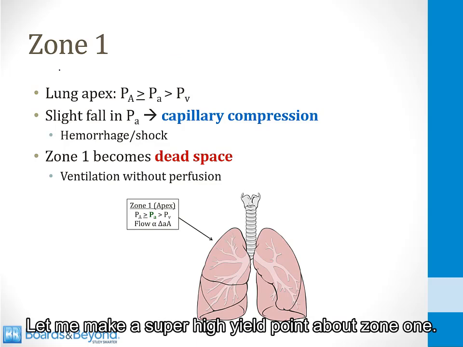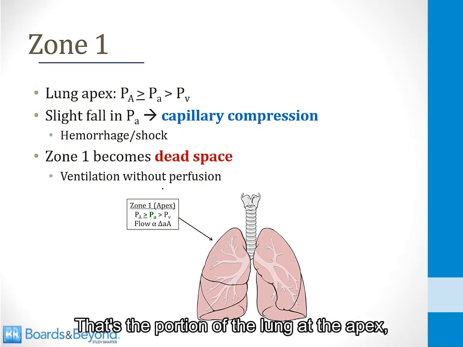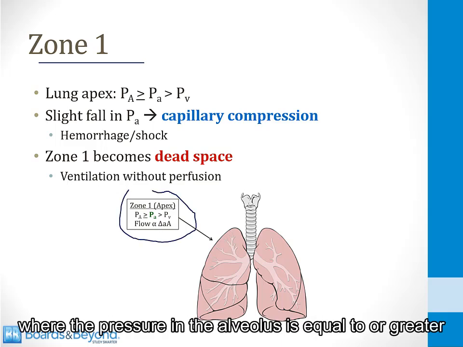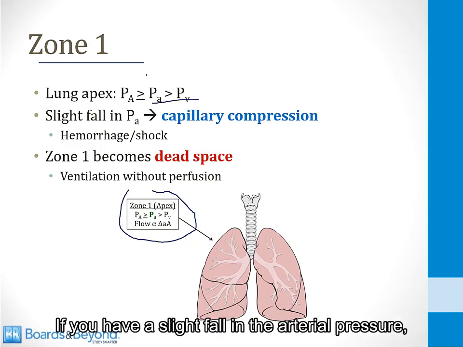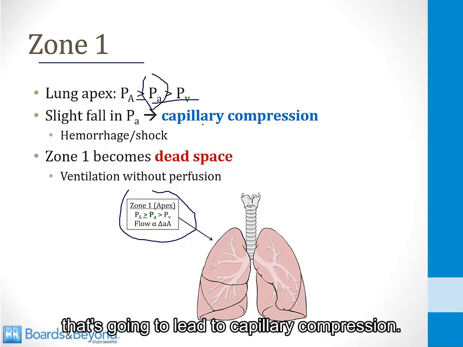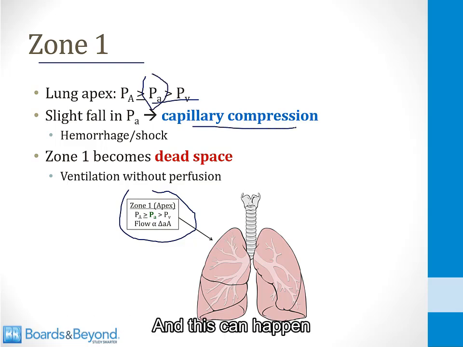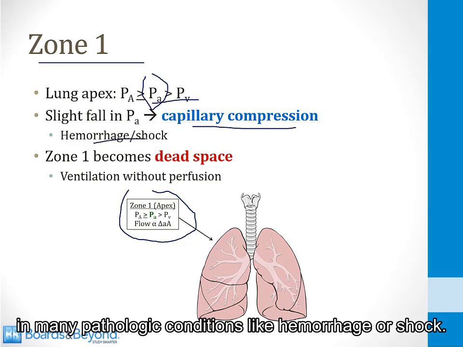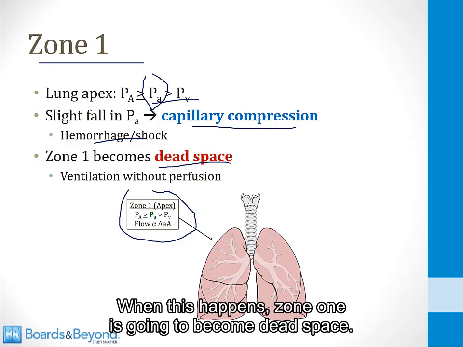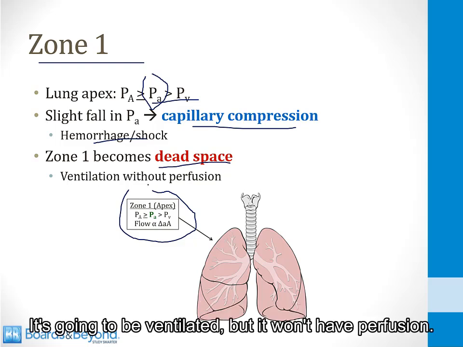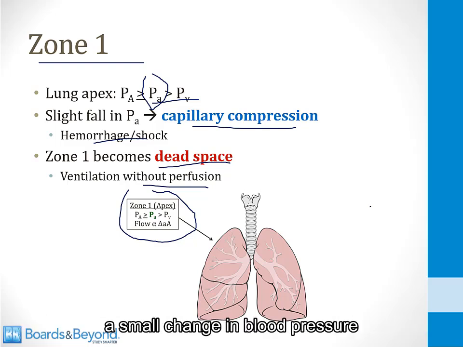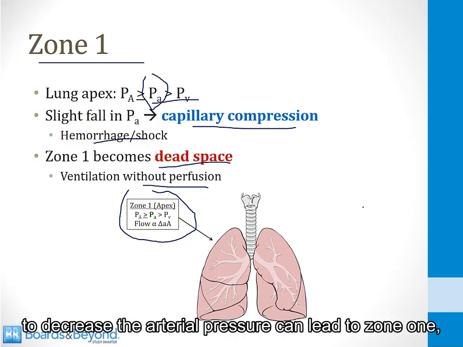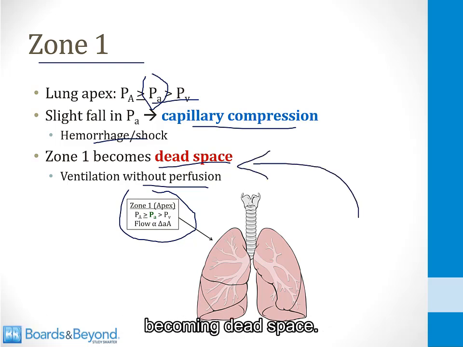Let me make a super high yield point about zone 1. That's the portion of the lung at the apex where the pressure in the alveolus is equal to or greater than the pressure in the arteries and veins. If you have a slight fall in the arterial pressure, that's going to lead to capillary compression, and this can happen in many pathologic conditions like hemorrhage or shock. When this happens, zone 1 is going to become dead space. It's going to be ventilated, but it won't have perfusion, and that's something they like you to know for step 1. A small change in blood pressure to decrease the arterial pressure can lead to zone 1 becoming dead space.